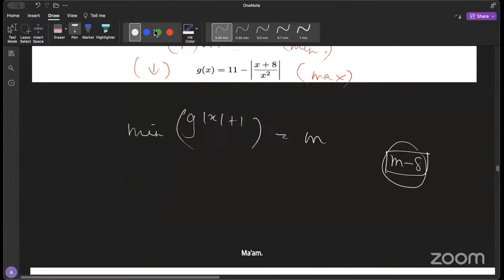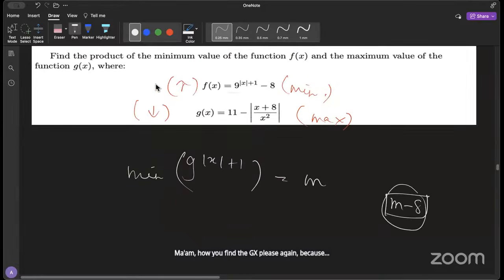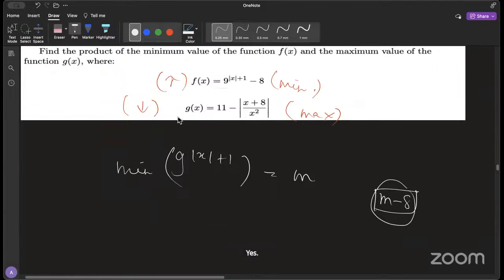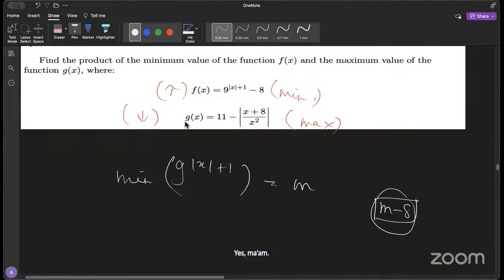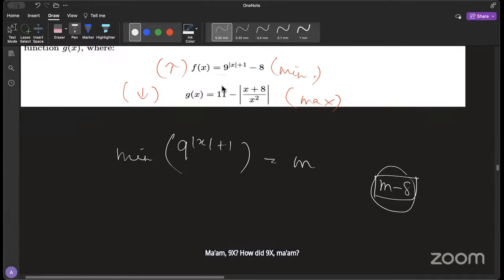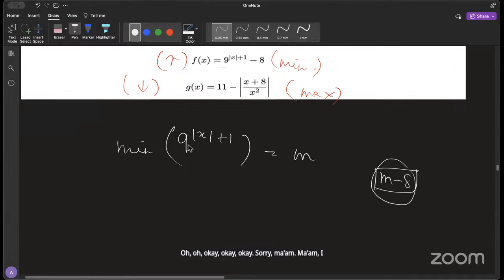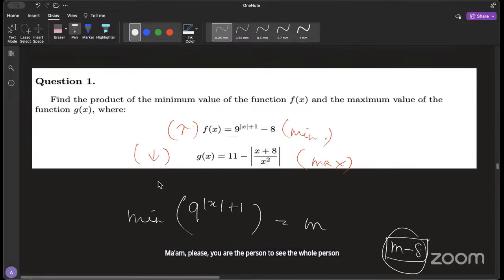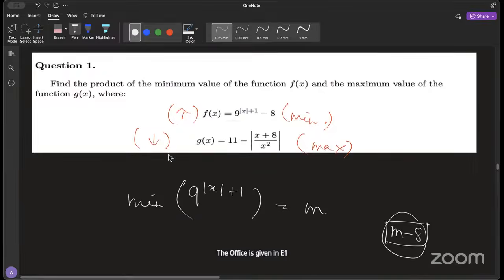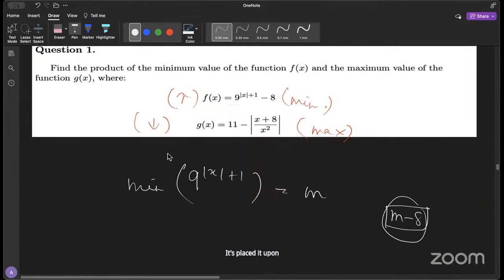Ma'am, how do you find the g of x? Please explain it to me again. We're not finding g of x. g of x is given. Ma'am, how is it 9 to the power x? Oh, okay. Sorry, ma'am. This is just 9. Ma'am, please show the whole question. Yes. Ma'am, g of x is given as 11 minus x upon 8, x plus 8 upon x square. How can we solve that g of x, ma'am?